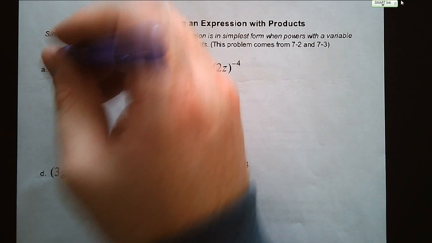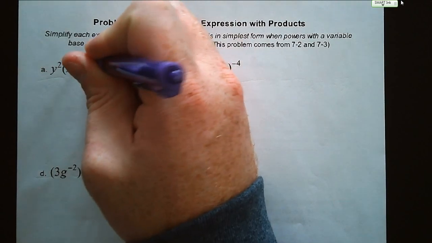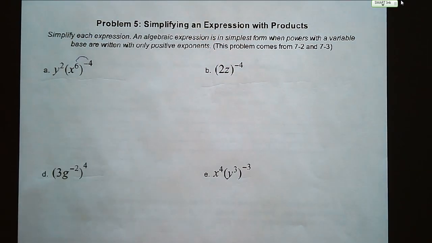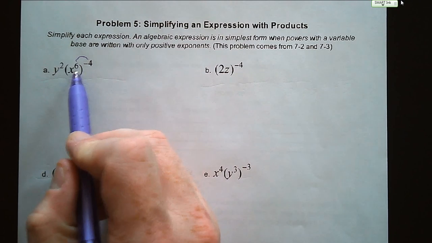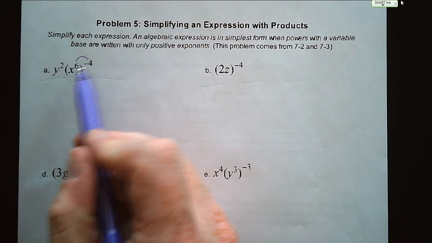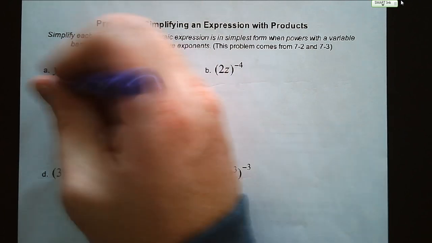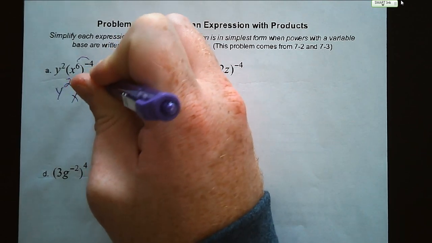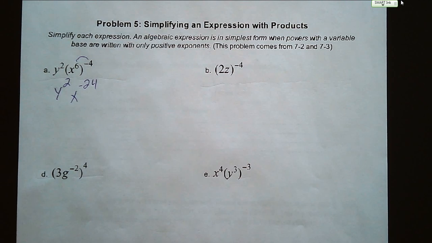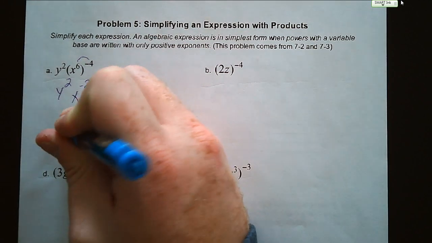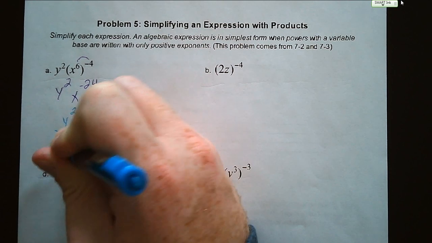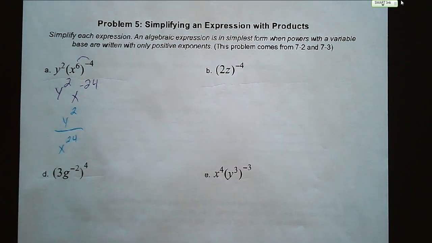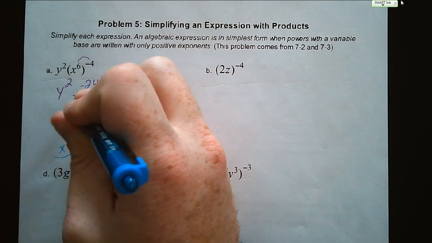So first thing, we have -4 being distributed to the 6th. Remember, when it's power to a power, we multiply our exponents. So it's going to be y squared x to the -24th power, which when we rewrite using only positive exponents is going to be y squared over x to the 24th. This is your final answer. Okay.